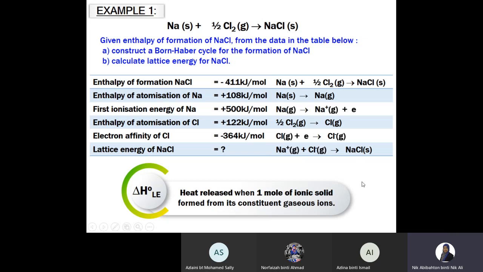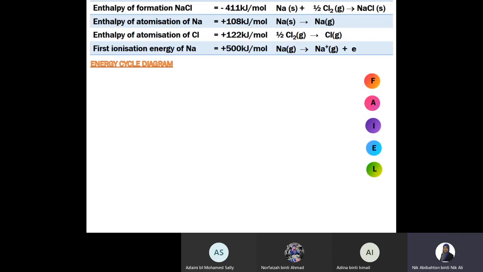So now we will construct the Born-Haber cycle. By using the acronym that we looked at just now, we're going to construct the energy cycle first. After that, I will show you how to construct the enthalpy diagram. For the energy cycle diagram, always start with the enthalpy of formation at the top of your cycle. Since we already wrote the equation just now, we can just take it and write it as the top of our cycle, and make sure you write all of the phases together with the value of enthalpy.